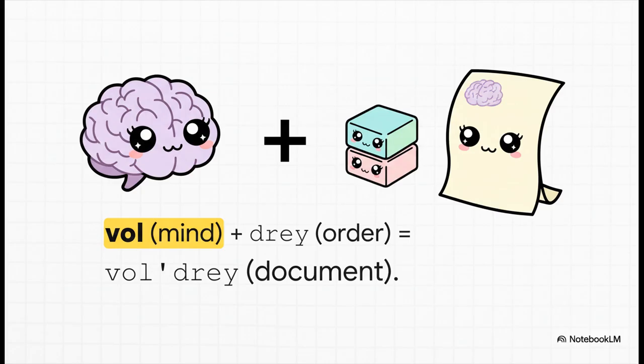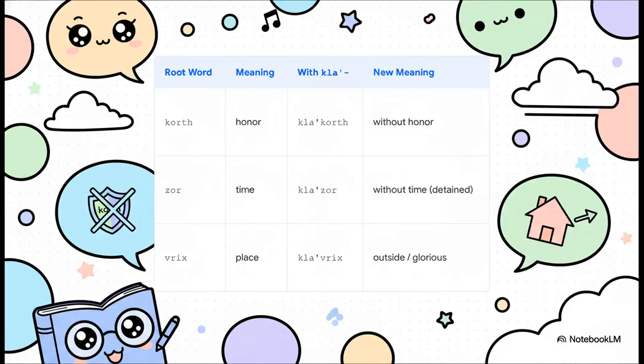And what's a mind order? A document. It's so logical, and it actually tells you something about the culture. They see a document as an organized thought. Pretty cool, huh? And Kar'yn has another neat trick up its sleeve, using prefixes to completely flip a word's meaning.